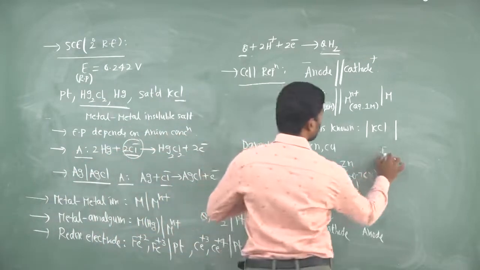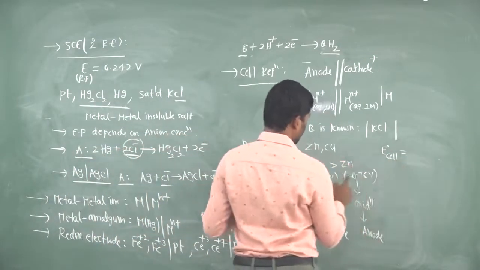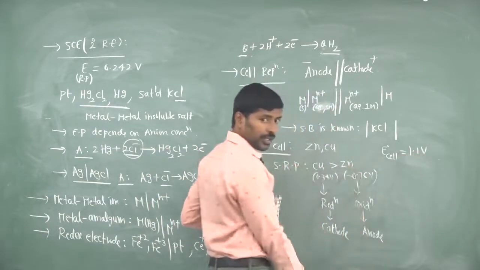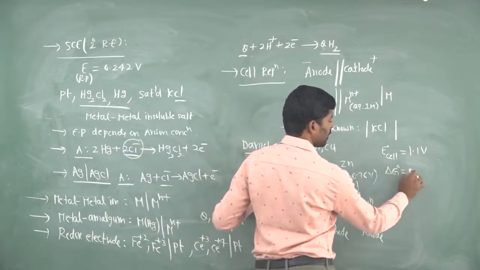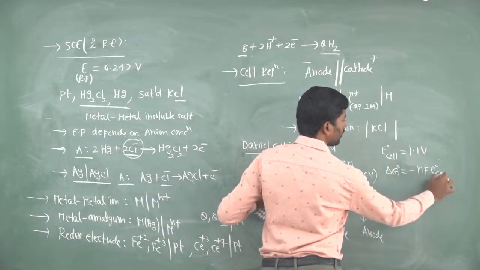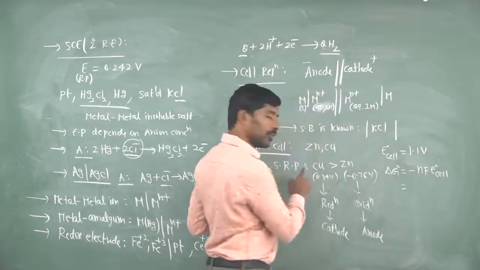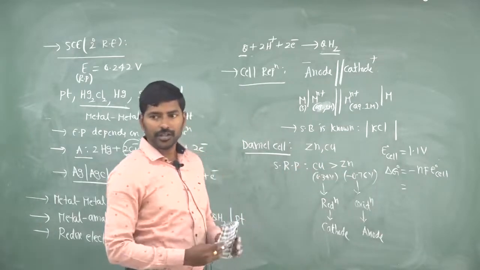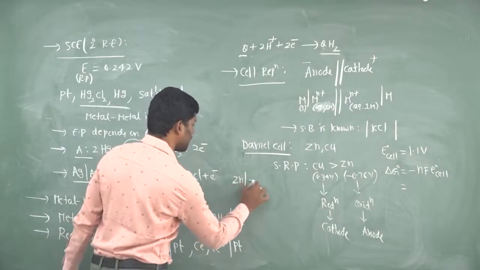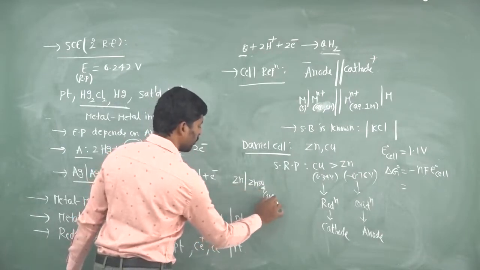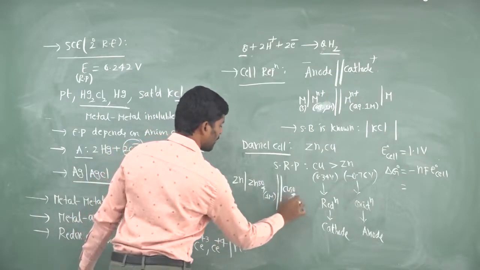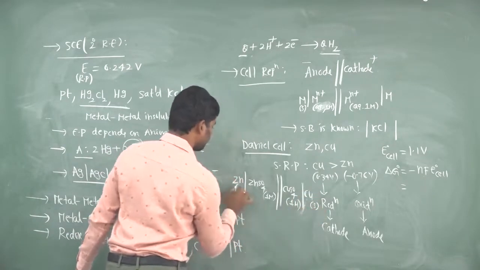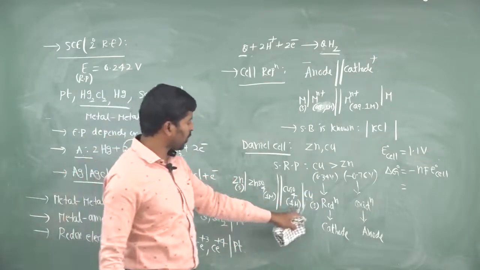So the Daniell cell potential, E0 cell under standard conditions, how much? 0.34 minus minus 0.76, that is 1.1 volts. How to calculate the change in Gibbs free energy? Minus n F E0 cell, where n is the number of moles of electrons involved. For the Daniell cell, zinc is in contact with zinc sulfate, copper in contact with copper sulfate. The cell representation is like this: Zn solid, zinc sulfate aqueous, comma 1 molar, then copper sulfate aqueous, comma 1 molar, copper solid.